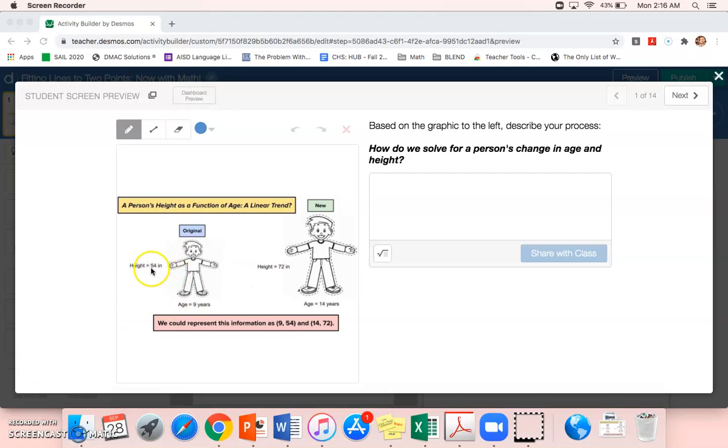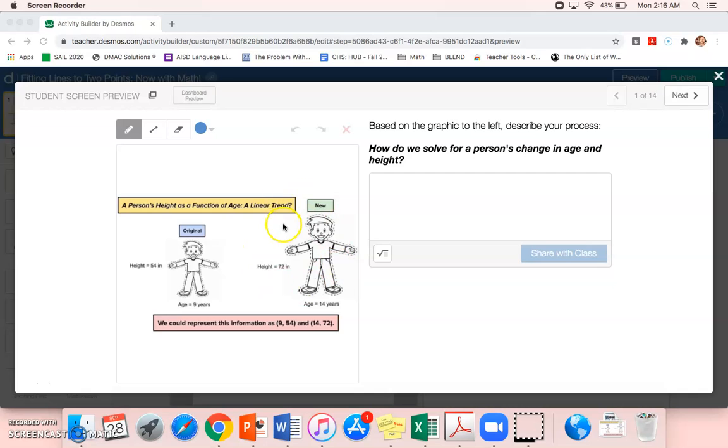We start at 54, and we say 55, 56, 57, 58, 59, 60, 61, 62, 63, 64, 65, 66, 67, 68, 69, 70, 71, 72. We just counted up 18 times. Another way to find that is just to take your 72 and subtract your 54, right? So instead of counting up, we can take 72 and subtract the 54.